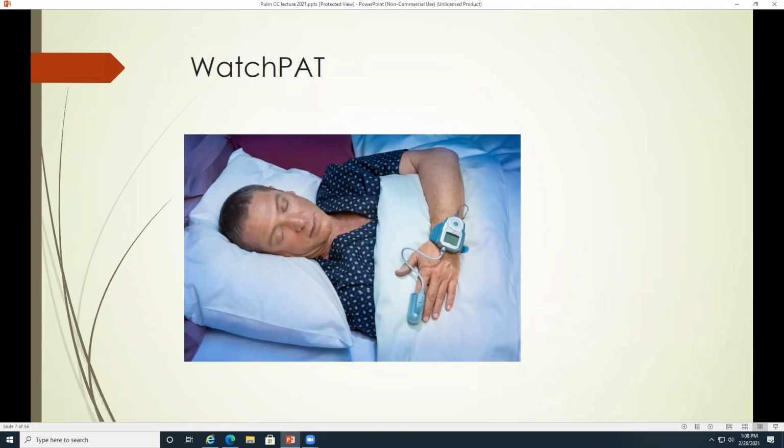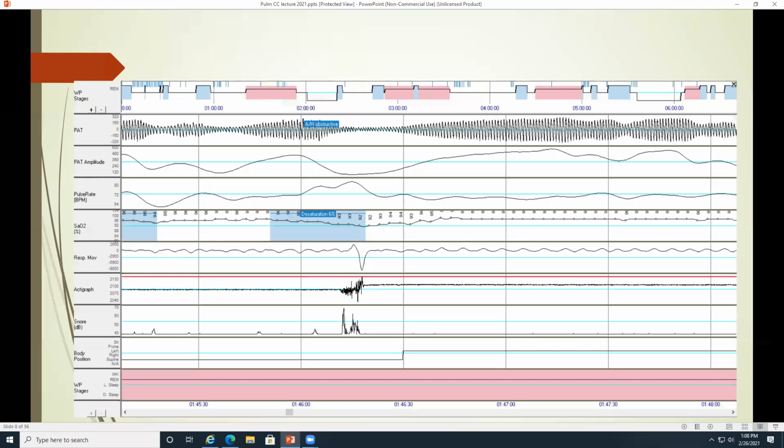There is no effort belt on this gentleman here, but it would look almost identical to what the traditional sleep study looked like. This is an example of a WatchPAT. Again, this is kind of a 3-minute picture here. The top row is the whole night from 0 hours to 6.5 hours. So when you look at these, the PAT signal here, this is the actual tone, and you can see it kind of goes up and down.